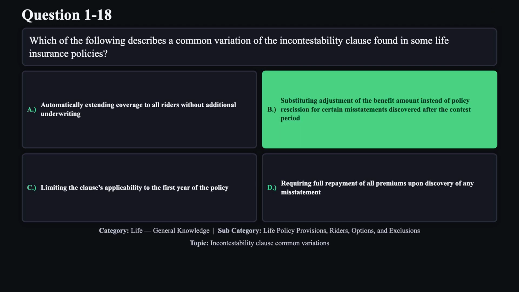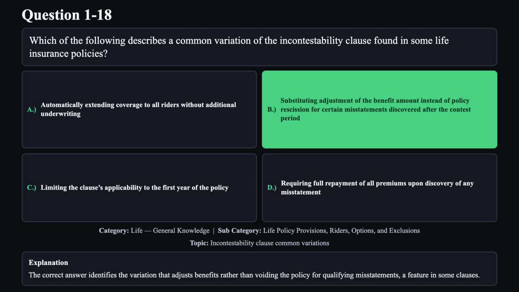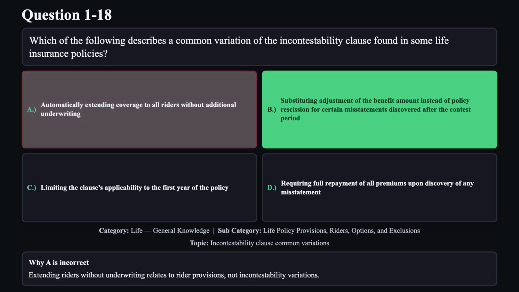The correct answer is B. The correct answer identifies the variation that adjusts benefits rather than voiding the policy for qualifying misstatements, a feature in some clauses. Reason A is not correct. Extending riders without underwriting relates to rider provisions, not incontestability variations.